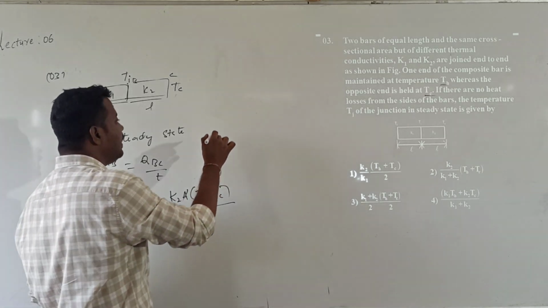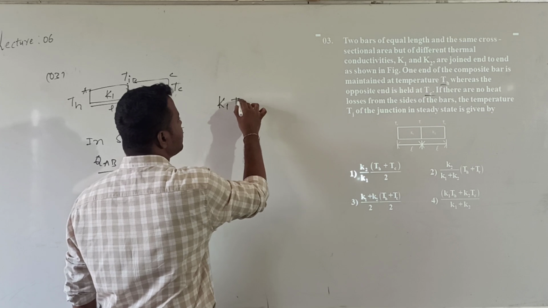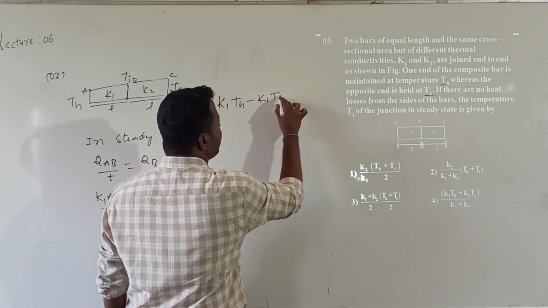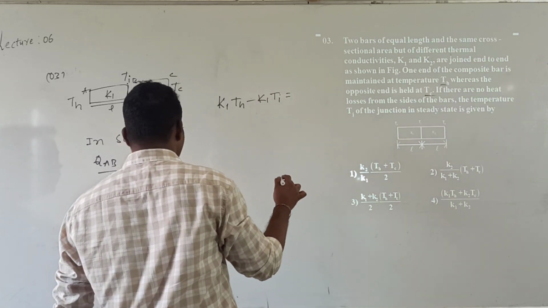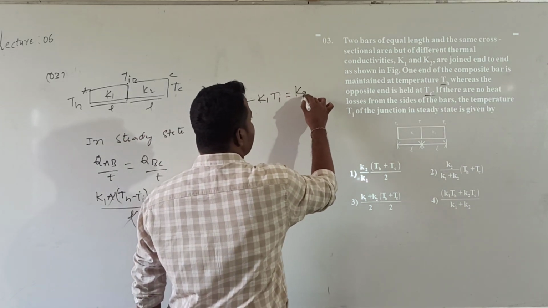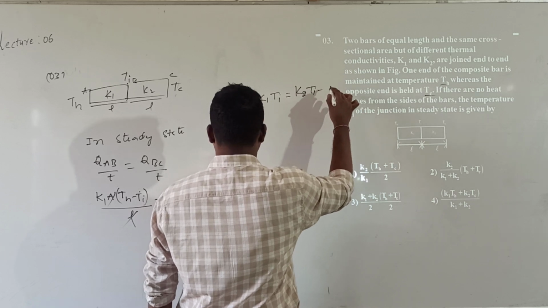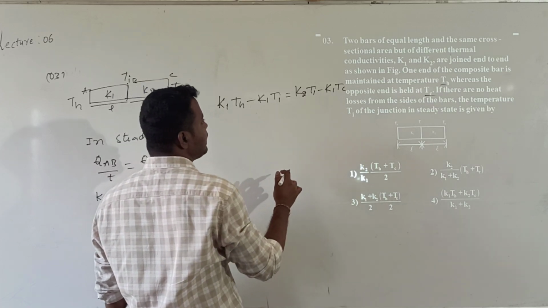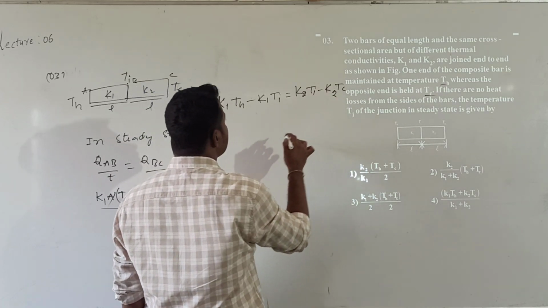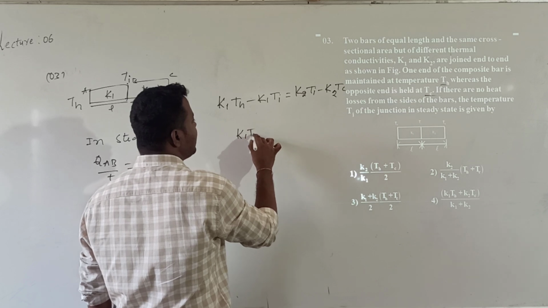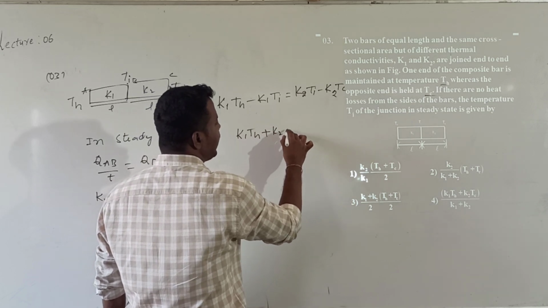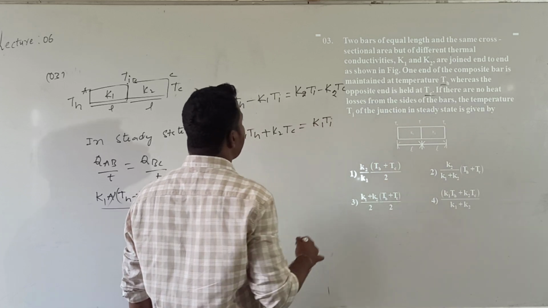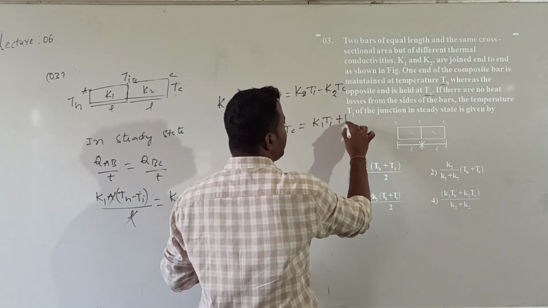Simplify this. What I will get is K1 into TH minus K1 into Ti will be equal to K2 into Ti minus K1 into Tc... that is K2 into Tc. So then K1 into TH plus K2 into Tc is equal to K1 into Ti plus K2 into Ti.